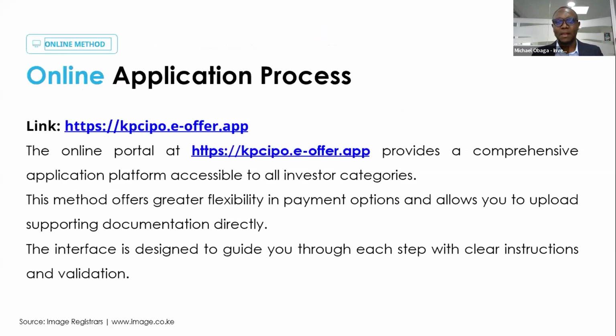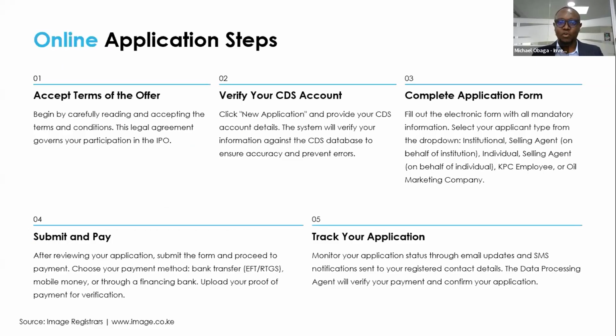So in case you want to apply as joint, or you still want to apply as an individual, or even you want to use your corporate CDS number to make this application, then you can use the link provided, and that will give you a more comprehensive application. So that will entail accepting the terms and conditions. You verify your CDS number, account, of course, and then you move on to complete the application.